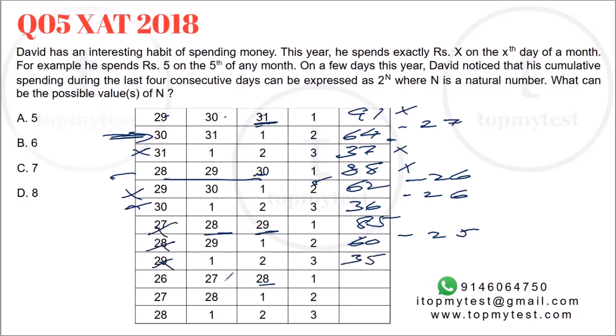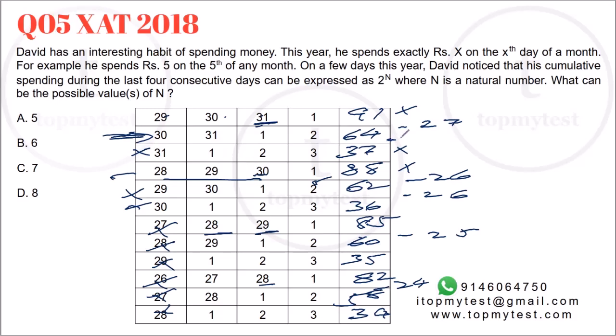And in this case, 27 into 3 is 81 plus 1, 82. What is the change? You're removing a 26, adding a 2, so subtracting 24. This will be 58. This will be 34. Again out. So only one such scenario holds.